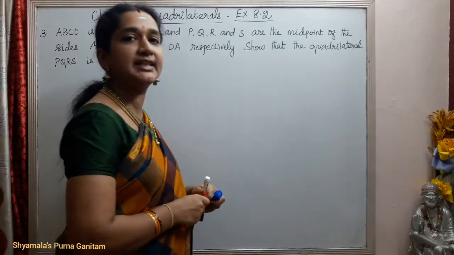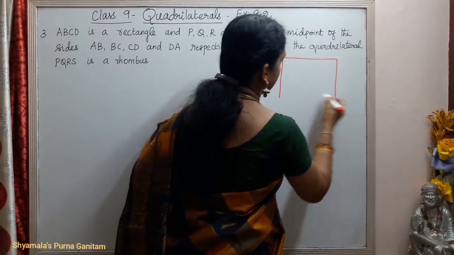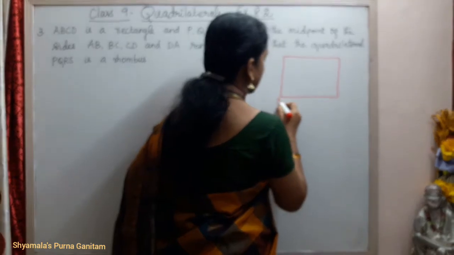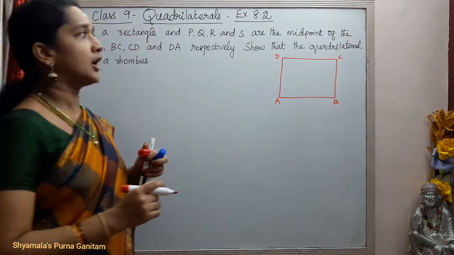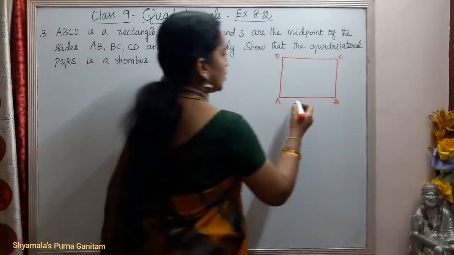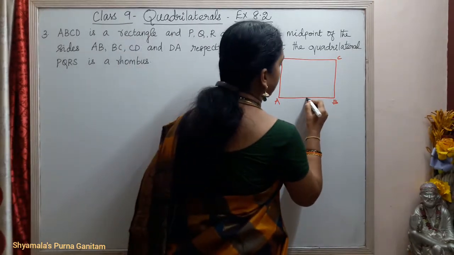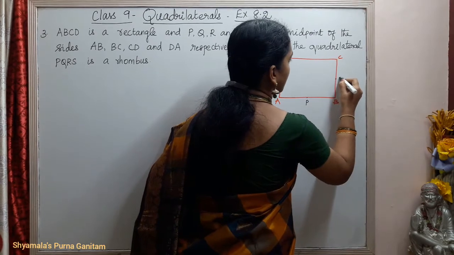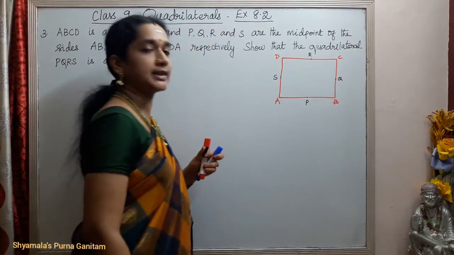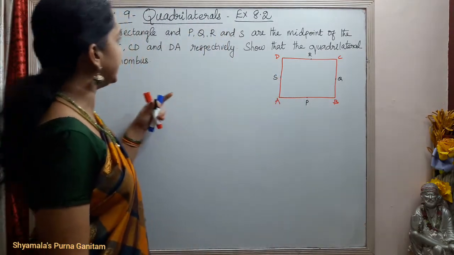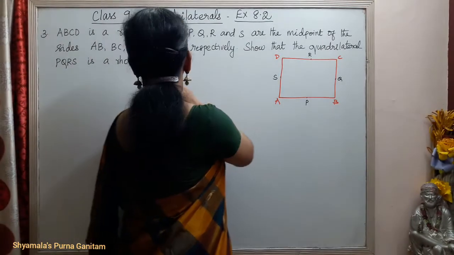It is given that ABCD is a rectangle. So we will draw a rectangle with sides ABCD. ABCD is a rectangle, and P, Q, R and S are the midpoints of the sides AB, BC, CD and DA respectively. Show that the quadrilateral PQRS is a rhombus.